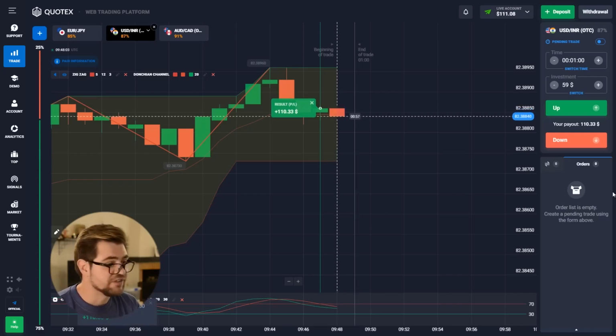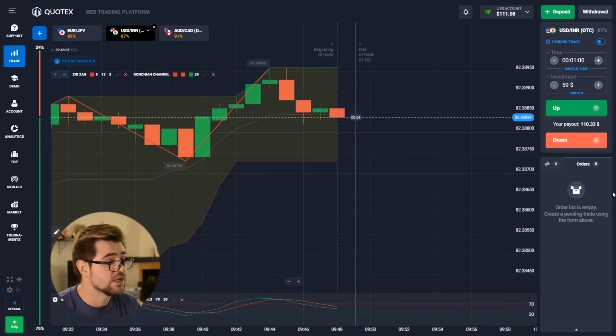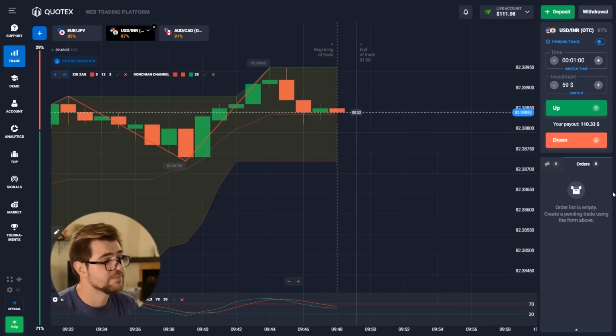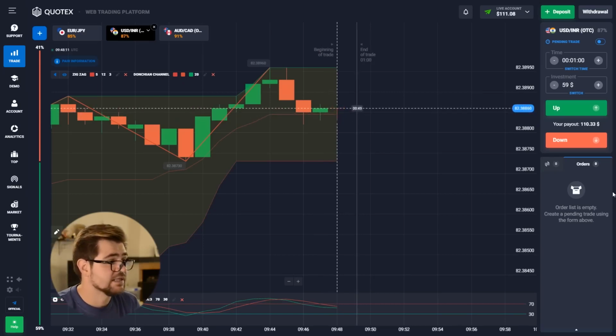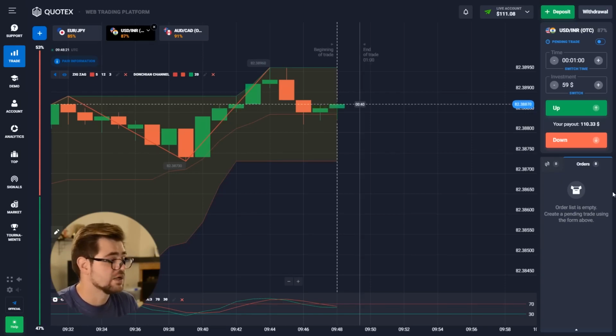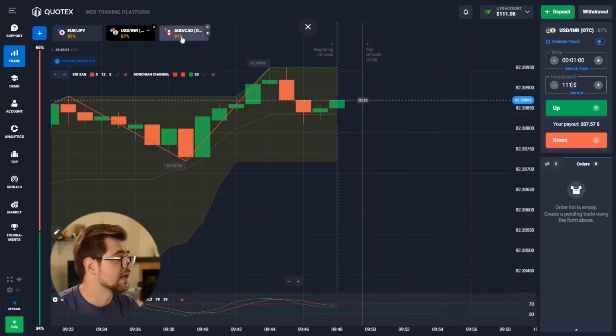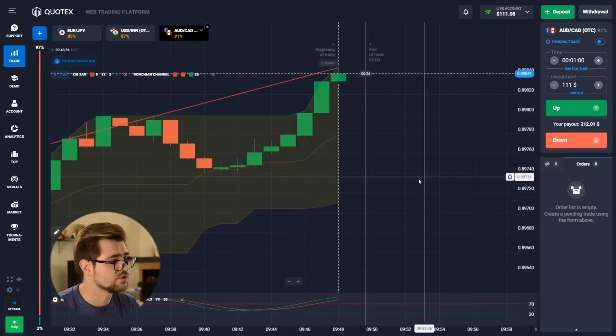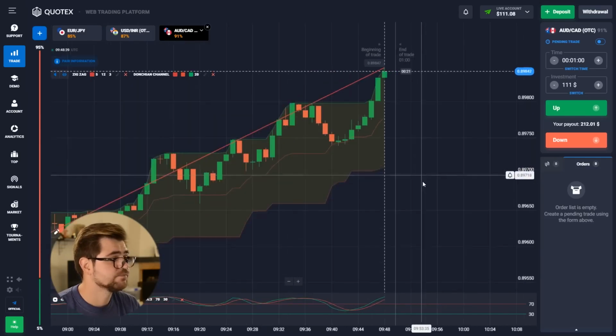And this is profit, guys. This is now $110.33 and totally $111 on our account. This is an incredible result. So we're gonna start going with some higher amounts. So $111 probably I'm gonna go with, and we're gonna go with the next currency here. We're gonna check this out and let's see.